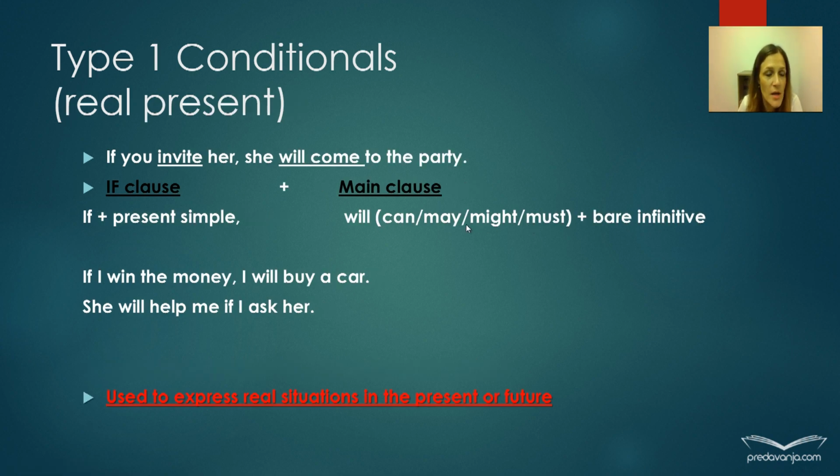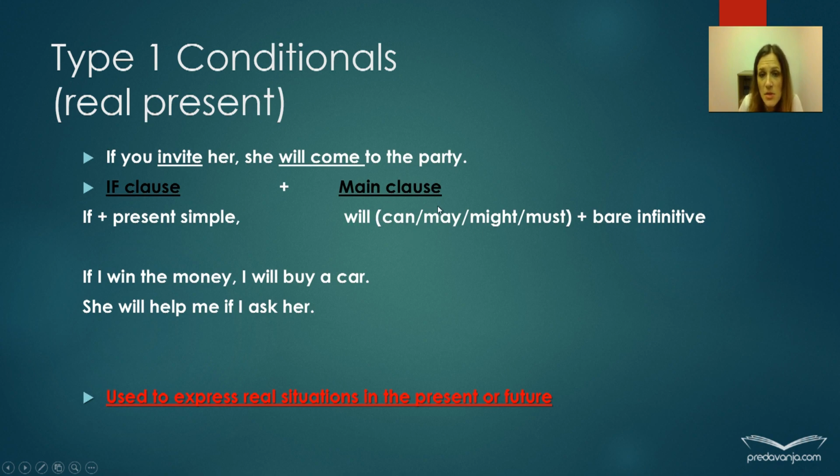Conditional type 1, this is used to express, as it says here, real present. Let's see examples. If you invite her, she will come to the party. Again, there's the if clause, the dependent clause, and there's the main clause, the one that is independent. And in the if clause, we have present simple. In the main clause, we have will plus infinitive.